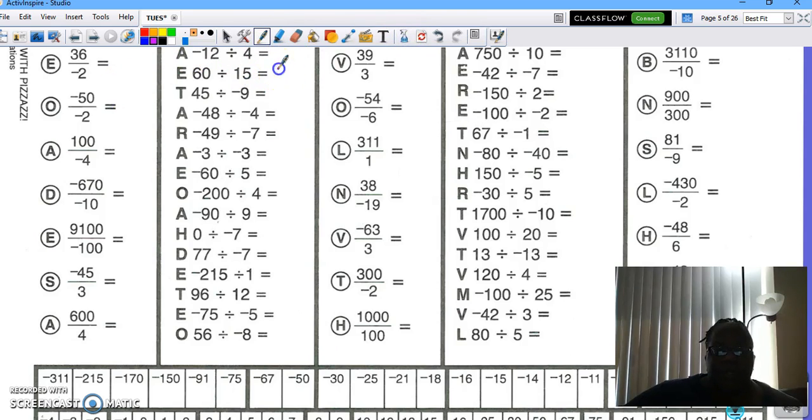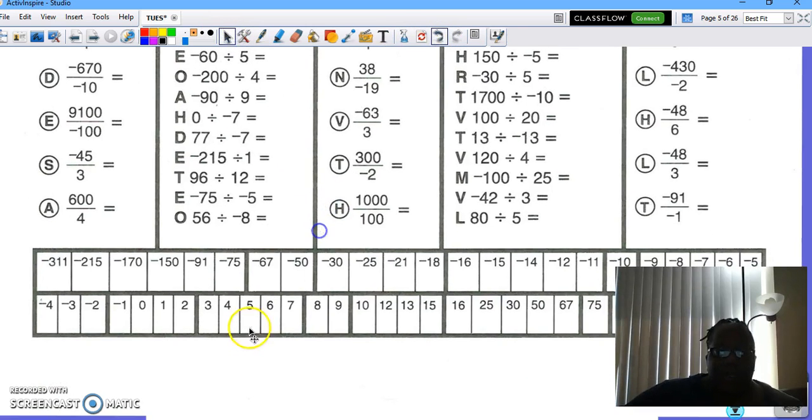Let me get rid of the mess. And remember, we were keeping it as a positive 4. So down here, you should have positive 4 somewhere, and that's where you'll put the letter E. Let's see if I can find it quickly. Oh, look, right here. Because you know what? They're in order. Positive 4 will be letter E. Going on to the next one.